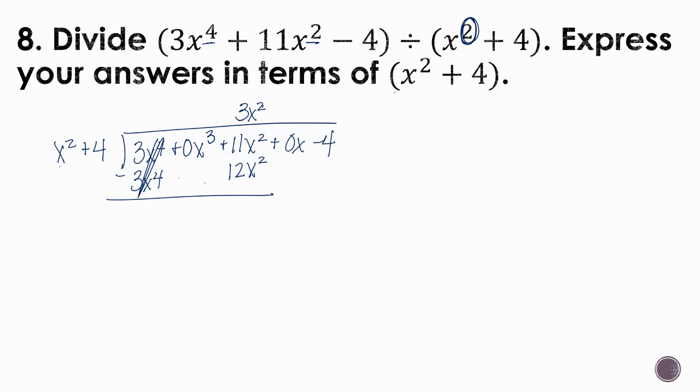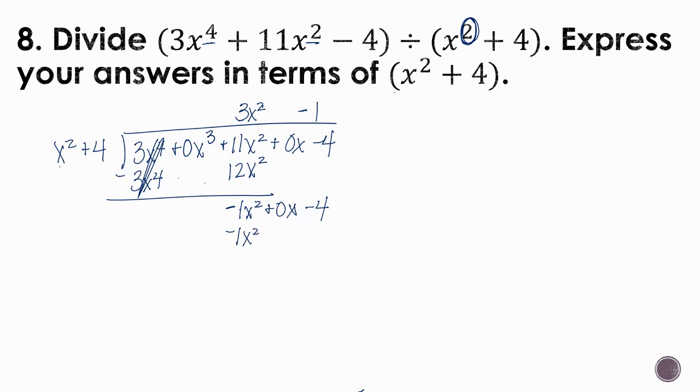0x cubed minus nothing is 0, so I'm not going to bother with that. 11x squared minus 12x squared is negative 1x squared. Then I'm going to bring down the rest of this stuff. Now my question is, x squared times what is going to give me negative 1x squared? Well, negative 1.